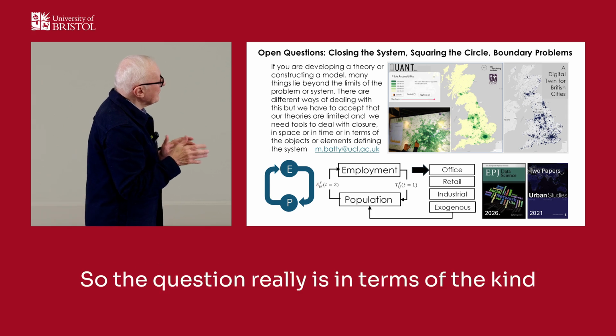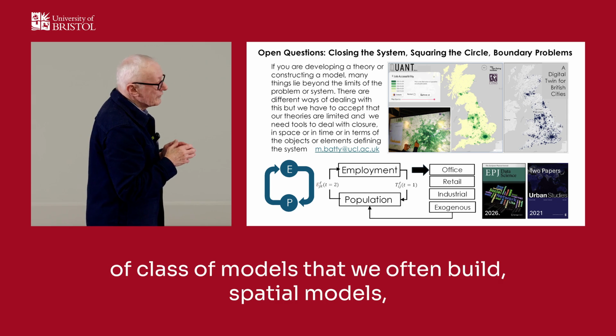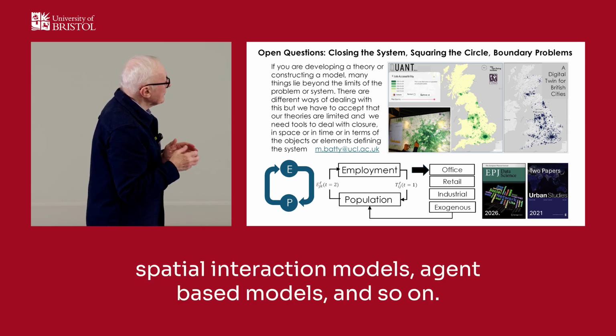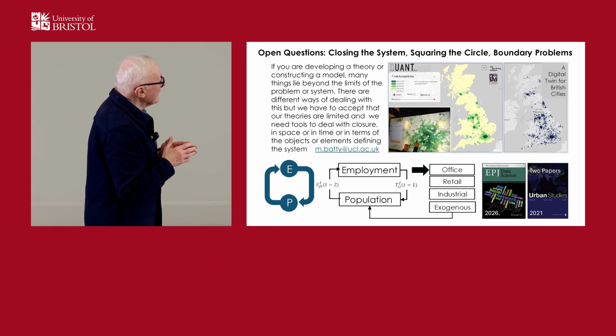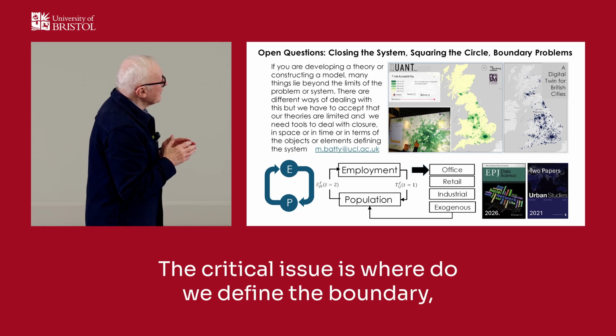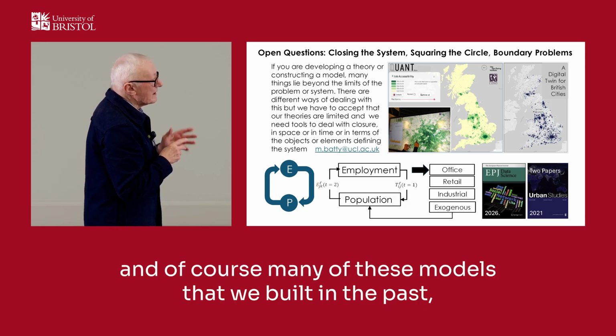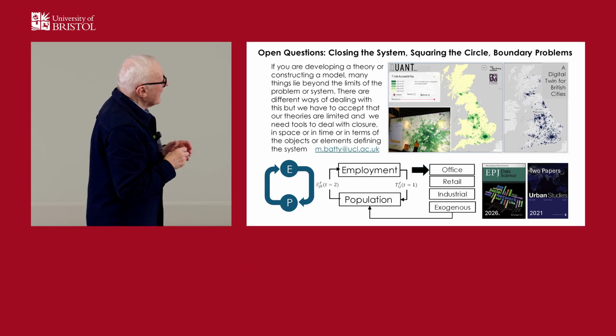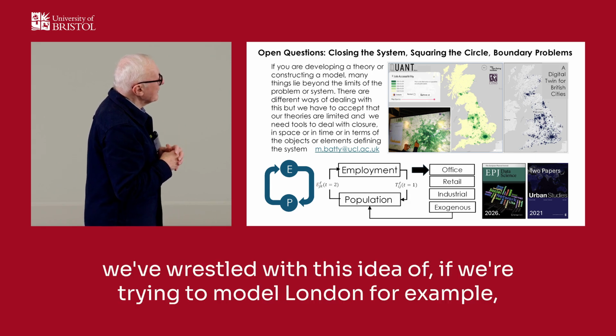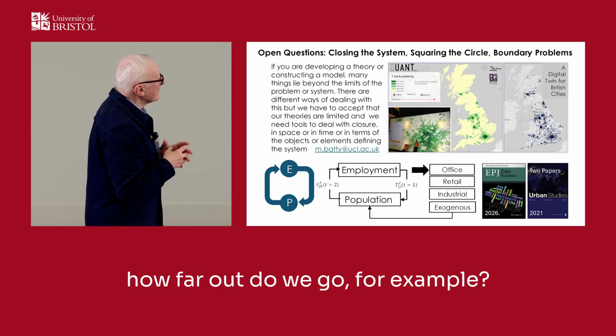So the question really is, in terms of the kind of class of models that we often build, spatial models, spatial interaction models, agent-based models, and so on, the critical issue is, where do we define the boundary? And of course, many of these models that we've built in the past, we've wrestled with this idea of, if we're trying to model London, for example, how far out do we go?